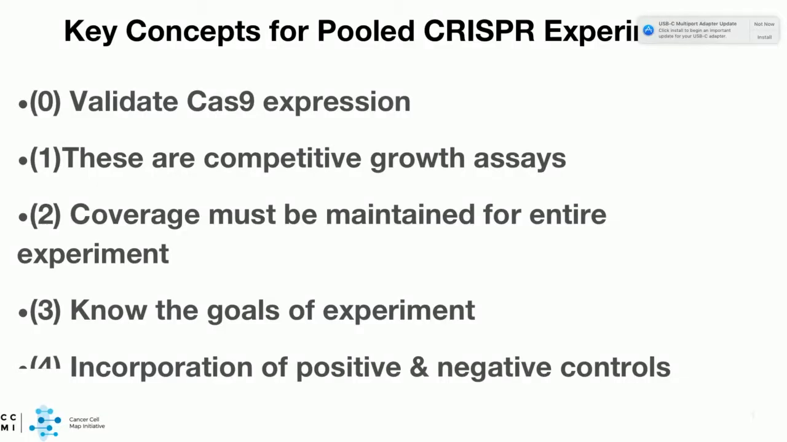Initially I had 4 points, but I added one more: if you're going to use a version of the virus that doesn't carry Cas9 with it, so this would be like the GeCKO version 2, the GeCKO lentiGuide-Puro, you need to establish that you have Cas9 already in your cells. As Olivier and Anna have mentioned, you have to remember that coverage is important to maintain throughout the entire experiment. Remembering that these are competitive growth assays will help us think about how we analyze our data. And then based on what you want to ultimately discover, that will change many of the parameters in your experiment. So it's important to keep that in mind from the beginning.